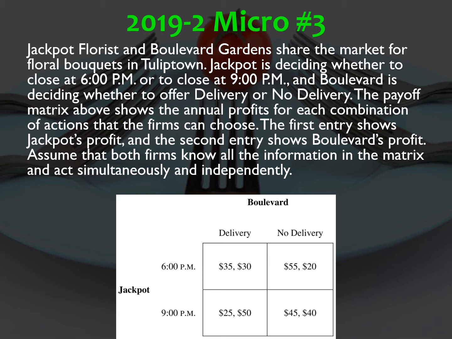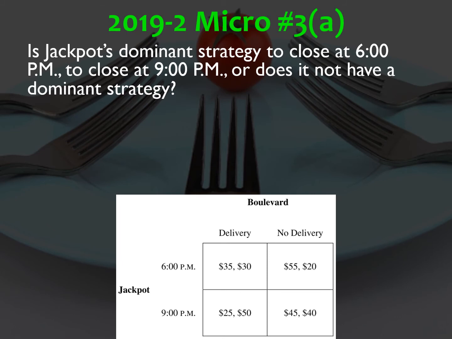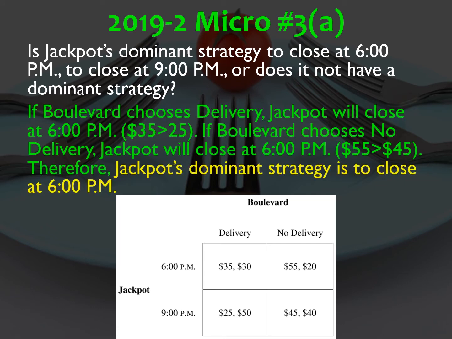The payoff matrix above shows the annual profits for each combination of actions that the firms can choose. The first entry shows Jackpot's profit, and the second entry shows Boulevard's profit. Assume that both firms know all the information in the matrix and act simultaneously and independently. Part A, is Jackpot's dominant strategy to close at 6 p.m., to close at 9 p.m., or does it not have a dominant strategy? So let's analyze this.